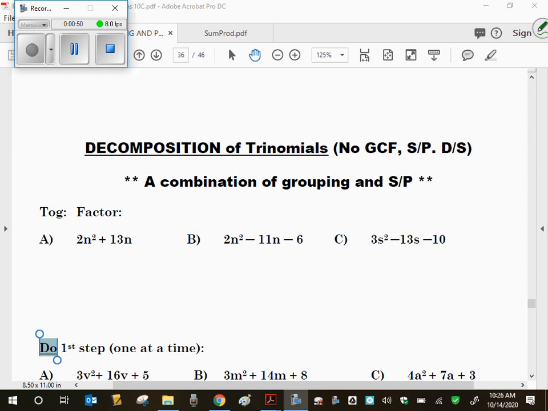For decomposition, we're going to find two numbers. We're not going to just put them in the brackets and be done. Our first step is sum product. Second step is grouping. So you've already done everything you need to know for decomp.